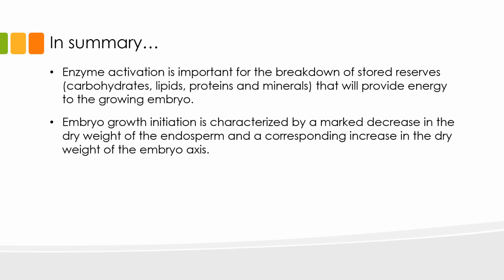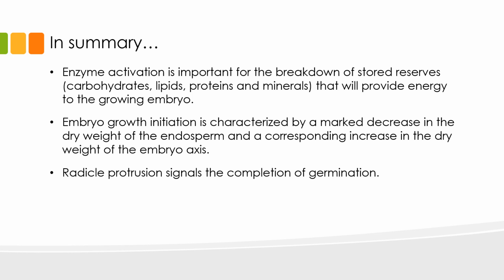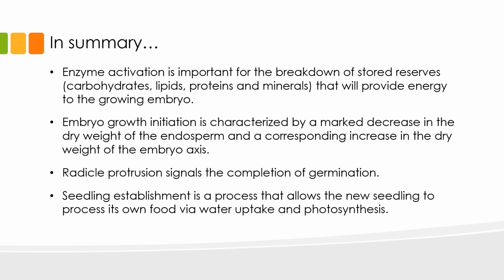The reduction in the weight and chemical composition of endosperm are due to the catabolism or breakdown of stored carbohydrates, proteins, lipids, and minerals in the endosperm and their subsequent transport to the growing embryo. With a continuous supply of energy to the embryonic axis, the radicle or the embryonic root finally emerges. Radicle protrusion signals the completion of germination. With the continuous development of the root, the seedling gets established in the ground. Seedling establishment is a process that allows the new seedling to process its own food via water uptake and photosynthesis and begin another life cycle.